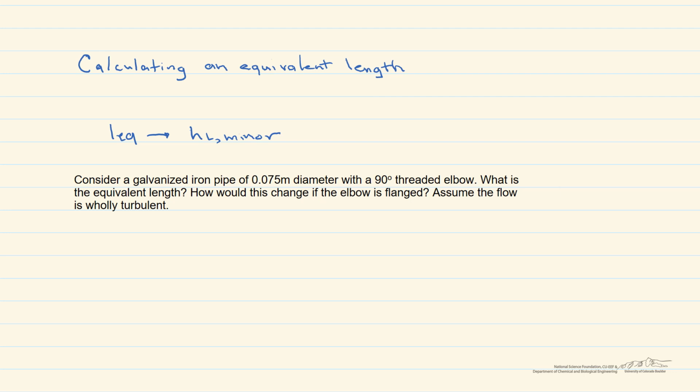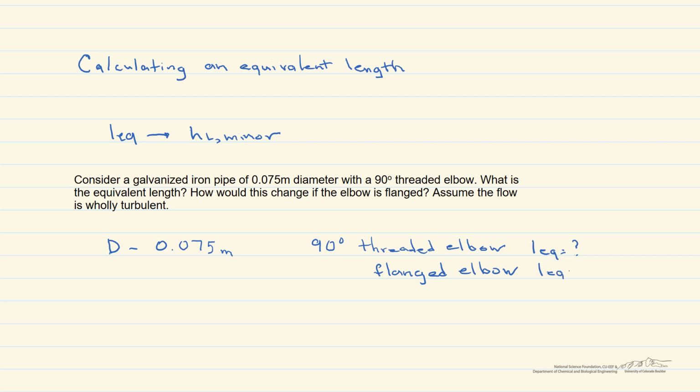It has a diameter equal to 0.075 meters, and it has a 90-degree threaded elbow. What we want to know is what is the equivalent length. And how would this change if, instead of a 90-degree threaded elbow, we have a flanged elbow? What is the corresponding equivalent length for this?